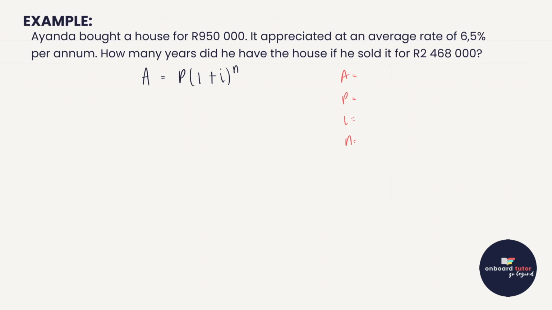Okay, Ayanda originally, the present value, originally bought the house for 950,000 Rand. Then, it really accumulated a lot of money till 2.468 million Rand. Okay, how many years? We don't know, but it's appreciating at a rate of 6.5% per annum. Okay, so it's just every year. We don't need to worry about any other compounding there. Okay, let's substitute those values in, and now we're ready to solve.